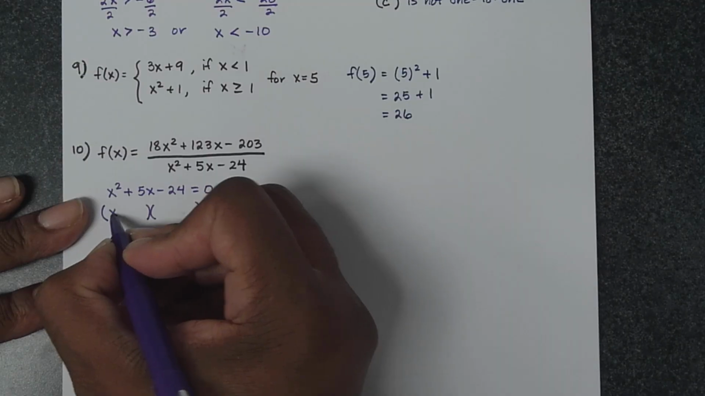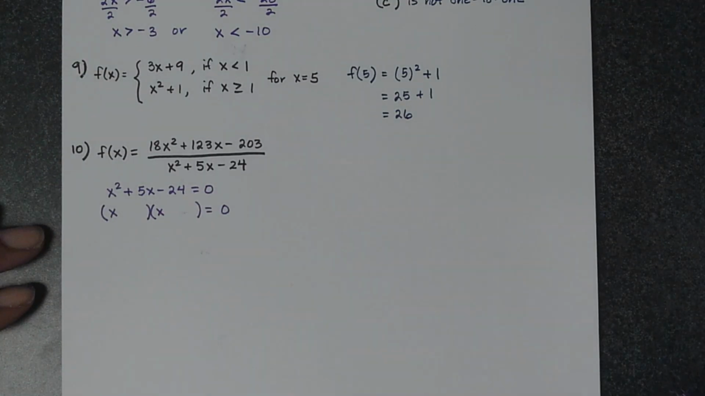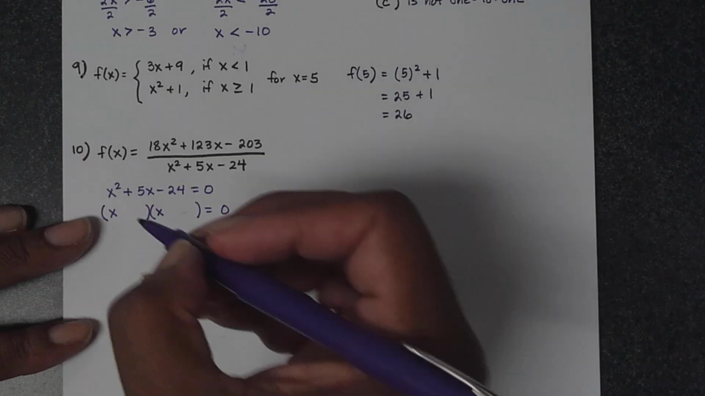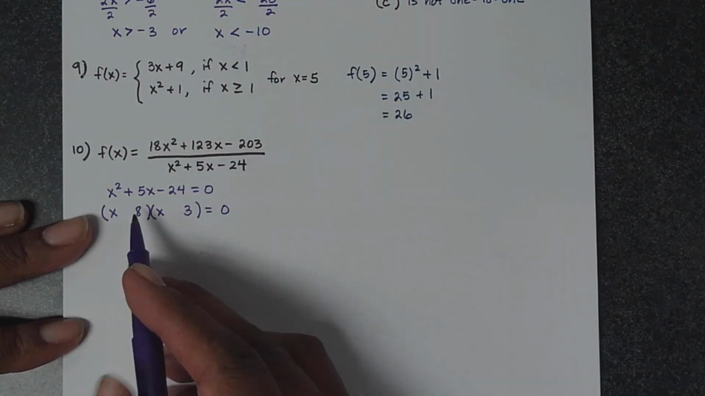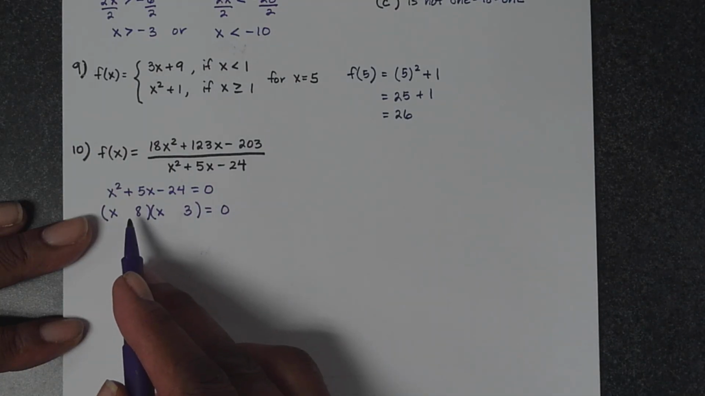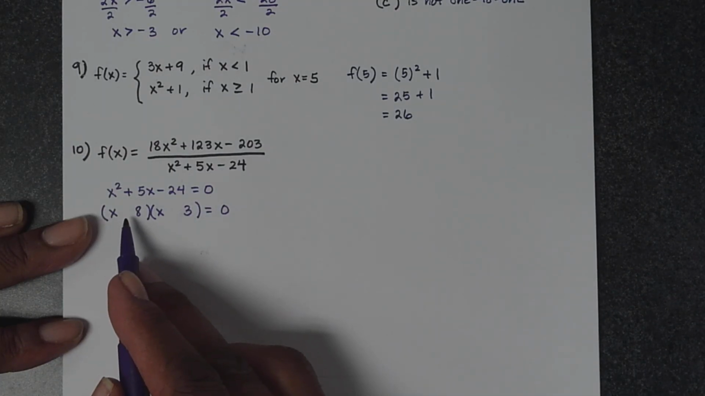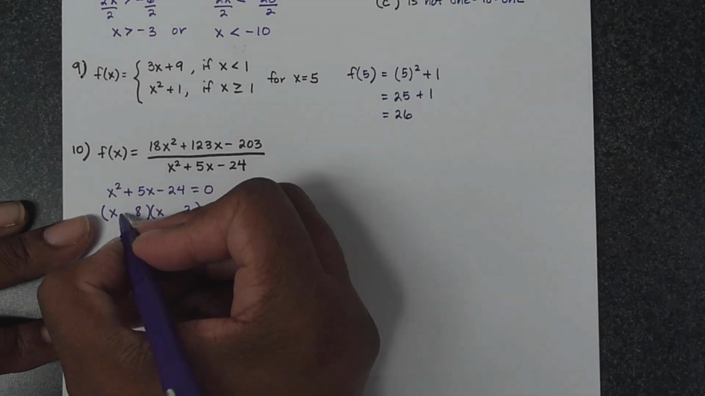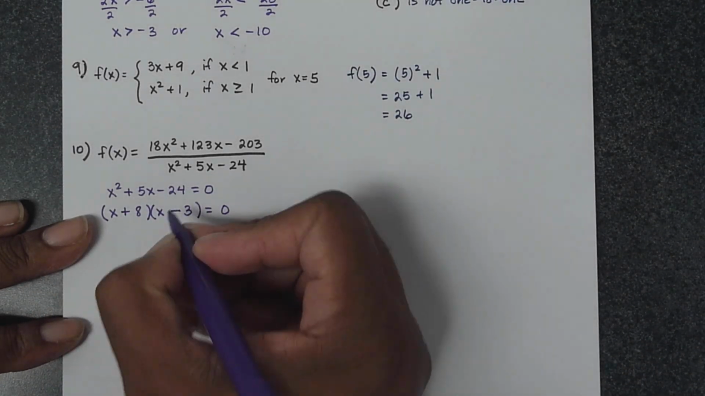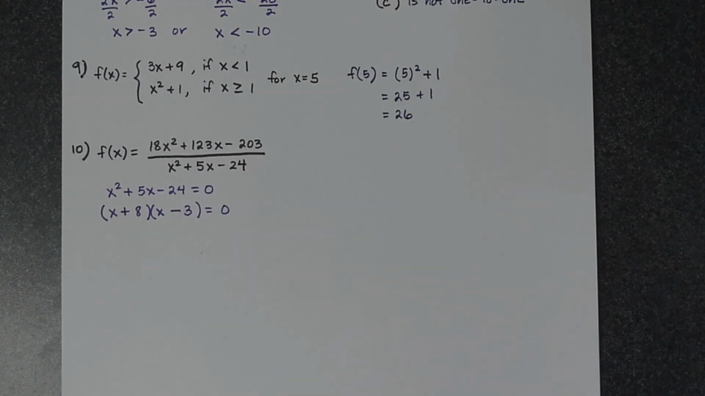So x squared breaks up as x and x. And then I need factors of a negative 24 that gives me 5x as a middle term. Well, let's use 8 and 3. And of course, the larger of the two factors takes the sign of that middle term. The middle term has a plus, so that 8 will have to be plus. The 3 has to be minus, so that 8x minus 3x will give me 5x as the middle term. So I got x plus 8 times x minus 3 equal to 0.